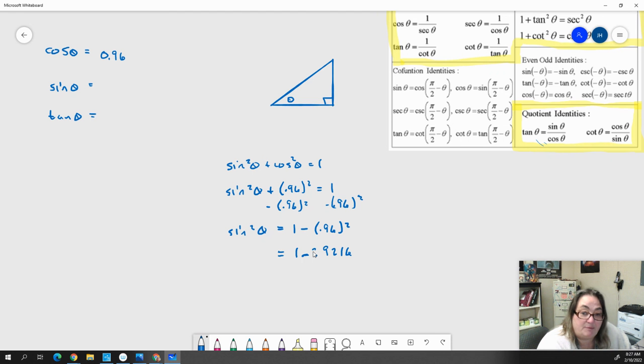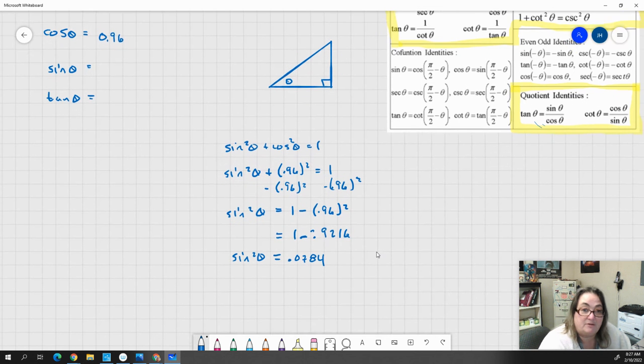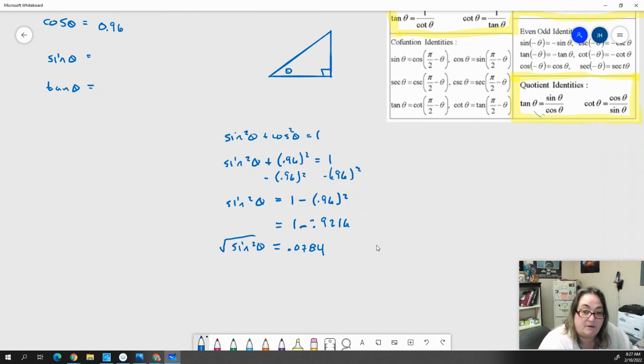Well, once I have that, this part becomes easy, right? Because I just go 1 minus that. And ooh, that's an ugly number. And this becomes sine squared of theta equals 0.0784. And then to find the actual sine of theta, we just have to take the square root of both of those.